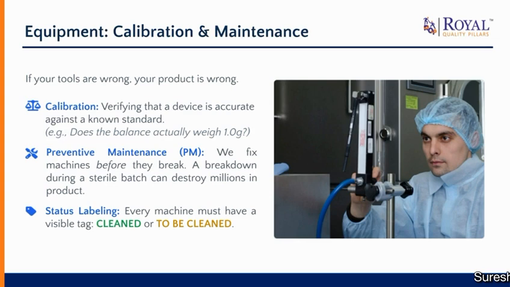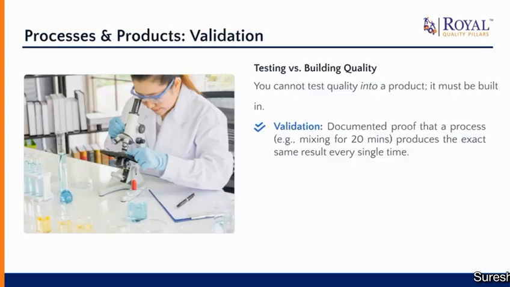Status labeling. Trainer tip, tell them the green/yellow rule. If you walk up to a machine and it doesn't have a green cleaned label, do not touch it. Treat it as dirty.